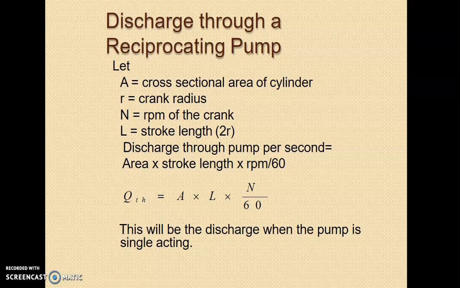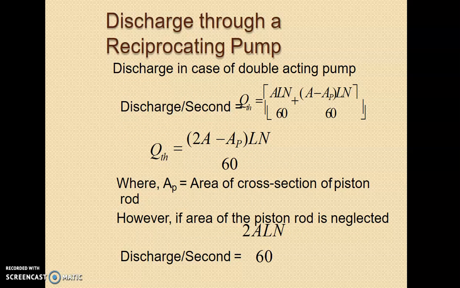Now what is the discharge through a reciprocating pump? The theoretical discharge in the reciprocating pump is given by ALN by 60, where A is the cross-section area of the cylinder, L is the stroke length, that is equal to 2 multiplied by small r, and small r is our crank radius, and N is the RPM or the speed of the crank. So this is the theoretical discharge of the single acting reciprocating pump.